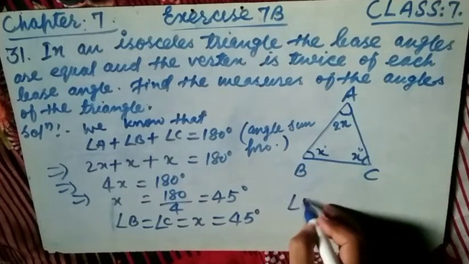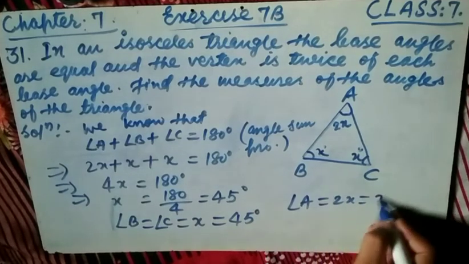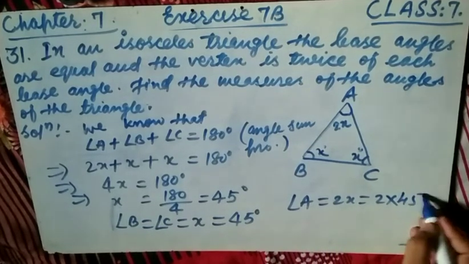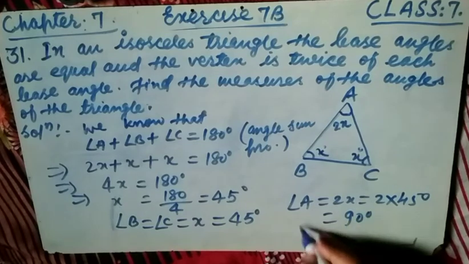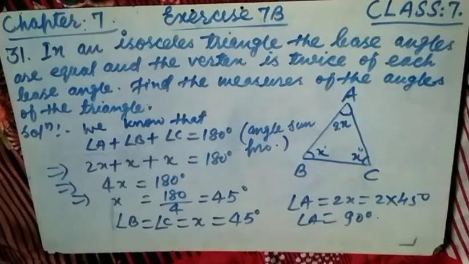Now angle A is 2x, so 2 multiplied by 45 degrees. Yes, this is 90 degrees. Angle A is 90 degrees. This is the answer. I hope you will understand.